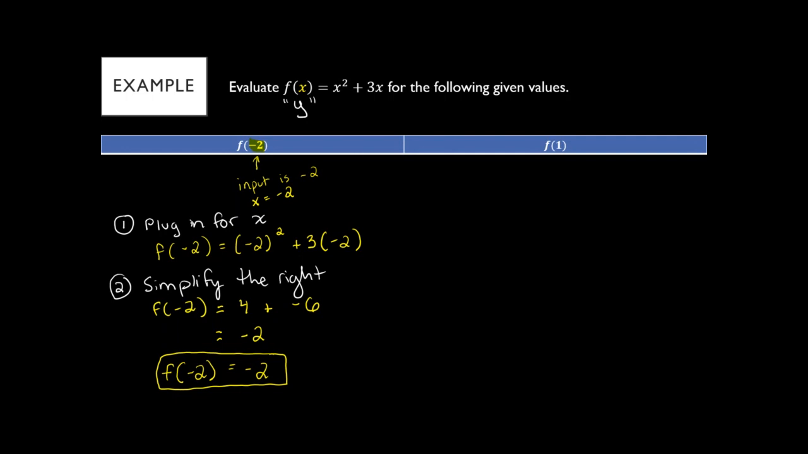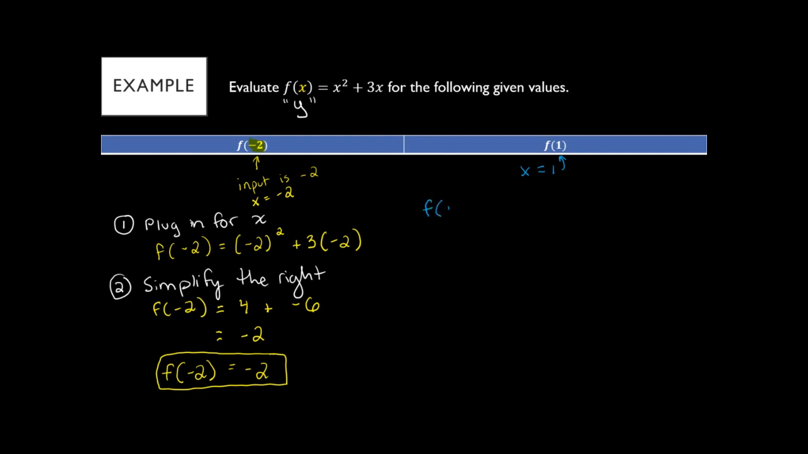Okay, so let's take a look at this second one here. We have f of 1. What's in parentheses is our input value. So we are plugging in 1. This is telling us that x is equal to 1 because we have 1 in the parentheses.